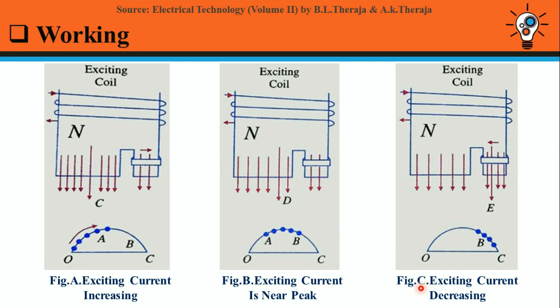Now take a look at figure C. It represents the condition when the exciting current is rapidly decreasing along point B to C shown by the dots. This again induces an EMF in the shading coil due to the transformer action. This current will flow in such a direction that it will oppose the decreasing exciting current. As a result of this, the flux is strengthened in the shaded part. Now, magnetic axis shifts to the middle part of the shaded region, that is along N and E.